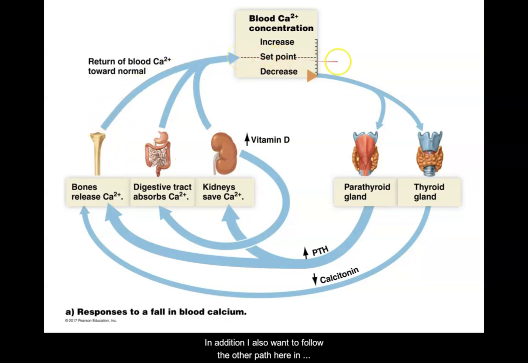In addition, I also want to follow the other path here. The thyroid gland is also stimulated, but more than stimulated, I should actually say it's inhibited. There's a humoral message that inhibits its hormone, calcitonin. It does the opposite of what parathyroid hormone does. So you're saying, I want to increase blood calcium levels, therefore I do not want calcitonin to work at all.